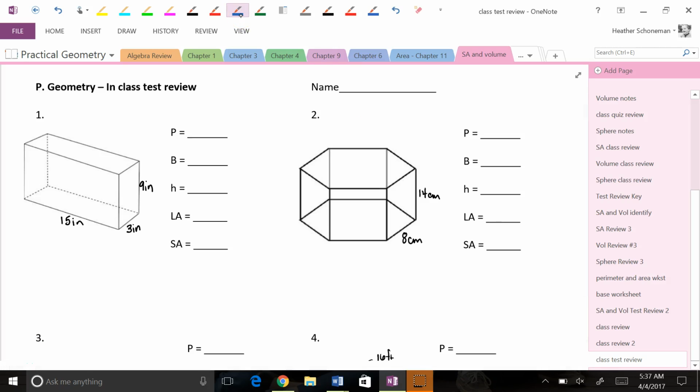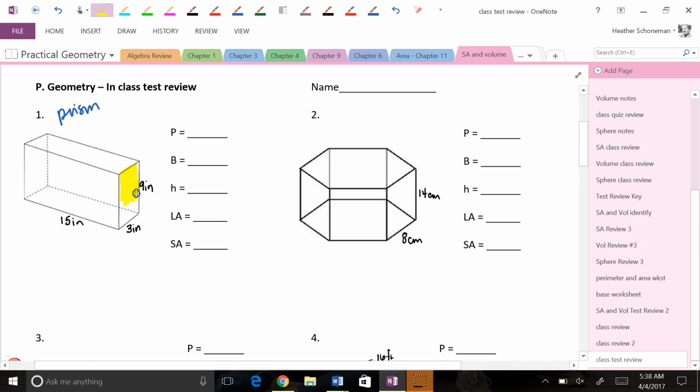Okay, this is one of two class reviews that we're going to do to practice for our test coming up next week. So let's go through it. This would be similar to how the test would be, where you have to identify the shape and then go from there. So number one, we have a prism.